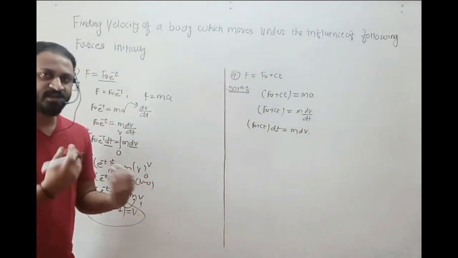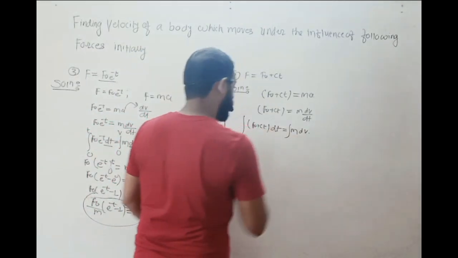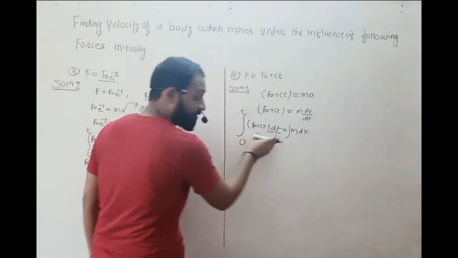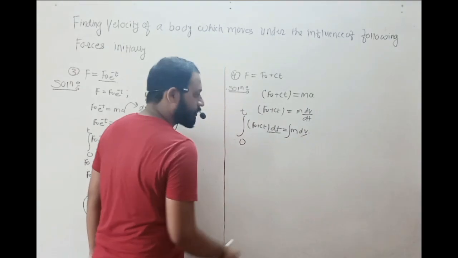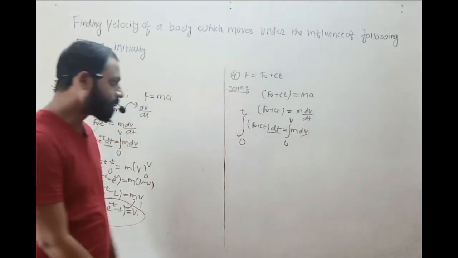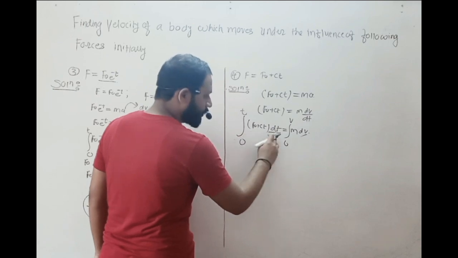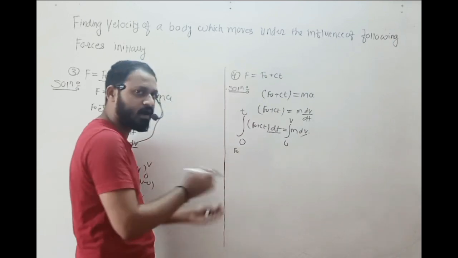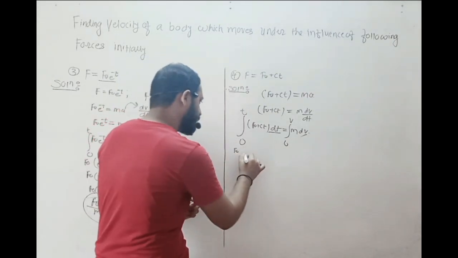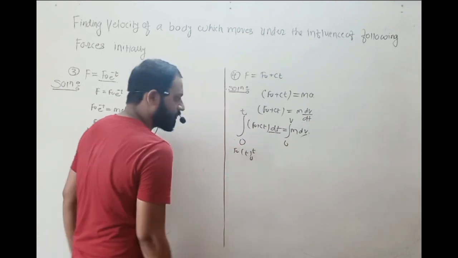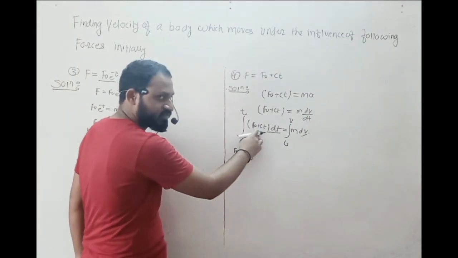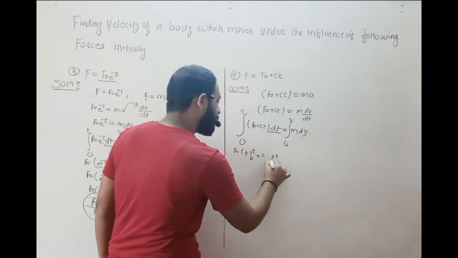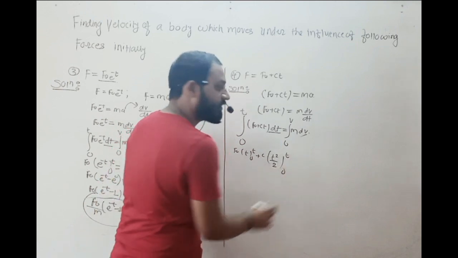Now variables get separated. Take the integration. Integrating with respect to dt, initially 0, final t. Integrating with respect to dv, initially 0, finally v. Now here, F0 dt, but F0 is constant, take it outside, just integral dt, nothing but t, 0 to t. Now here, c t dt, but c is constant, take it outside. Now integral t dt is t²/2, initially 0, finally t.